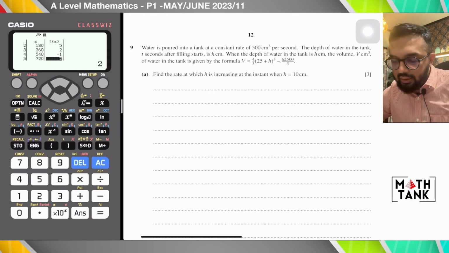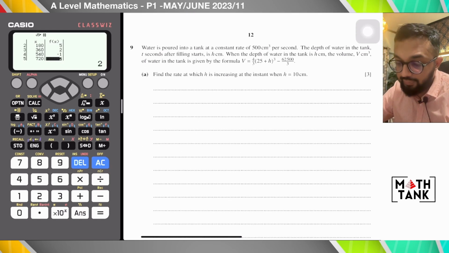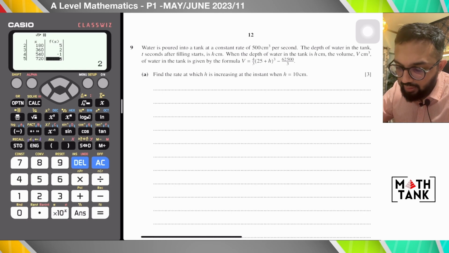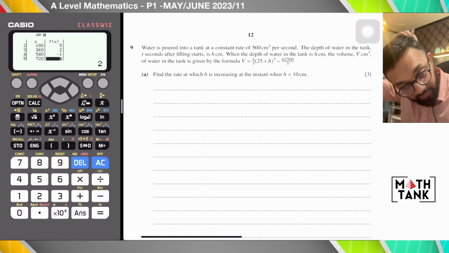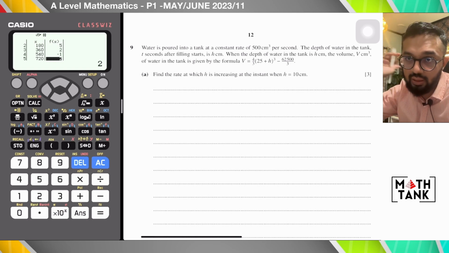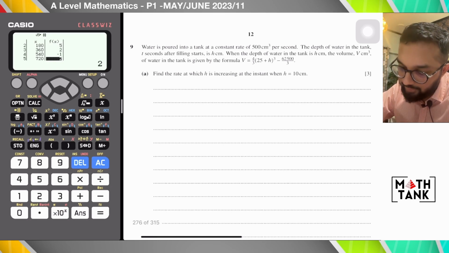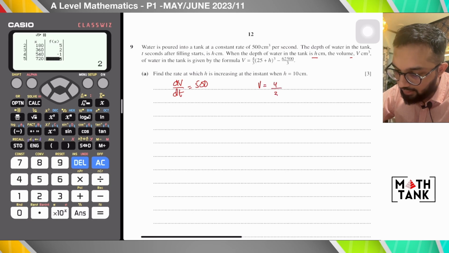Okay, question number 9 is, again, on differentiation now. Water is poured into a tank at a constant rate of 500 cm cubed per second. This is basically rate of change that we do in further differentiation. So water is coming in, so I'm going to write dV over dt equals 500. t seconds after filling, when the depth of the water in the tank is h, the volume V of water is given by this. Okay, that's a complicated expression. Find the rate at which h is increasing, so dh over dt.